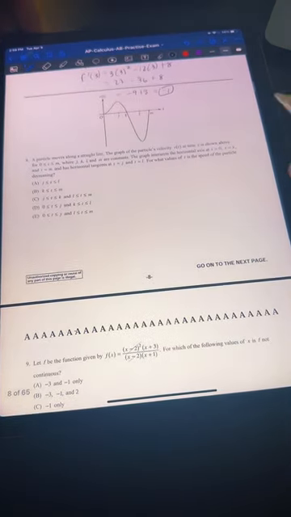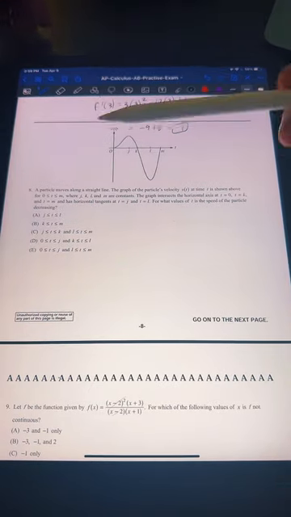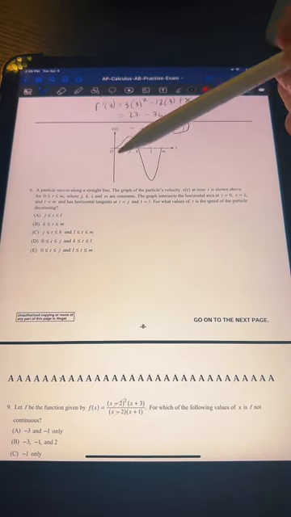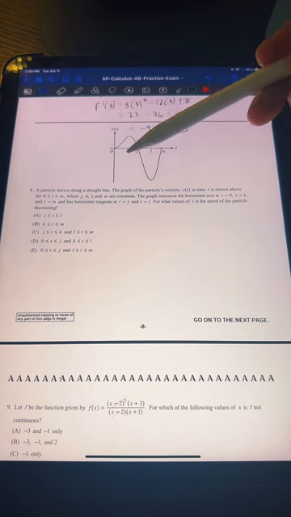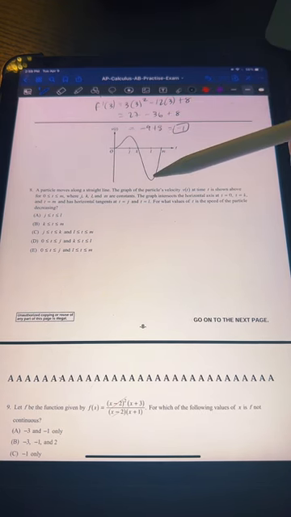All right, beautiful. Let's go to number 8. All right, lengthy. Let's read it real quick. A particle moves along a straight line. The graph of the particle's velocity is given on the graph here. So this is going to be the velocity function. Keep that in mind. This is the derivative function.